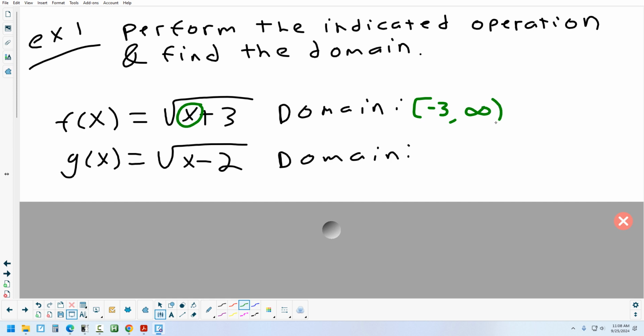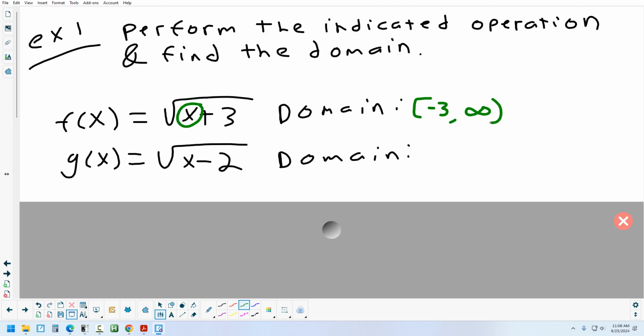No, because you can't reach it. Okay, so that's your domain, negative 3 and up for f of x. All right, now let's look at g of x, square root of x minus 2. Do we have any fractions in g of x that have letters in the bottom?